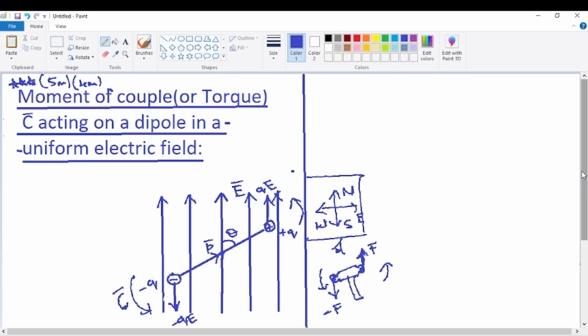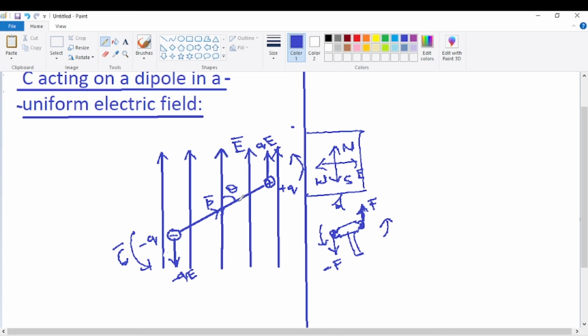Now just observe here. Its main effect is that the moment of couple is trying to turn the dipole into the direction of the field. It's trying to rotate the dipole in such a way that the angle theta decreases. This is very, very important. A moment of couple acting on a dipole in an electric field always tends to rotate the dipole into the direction of the field till it becomes parallel to the field.